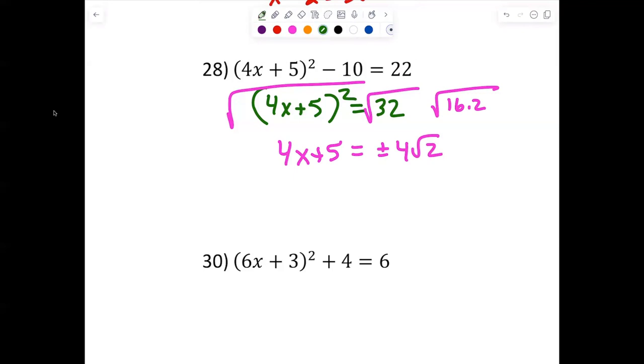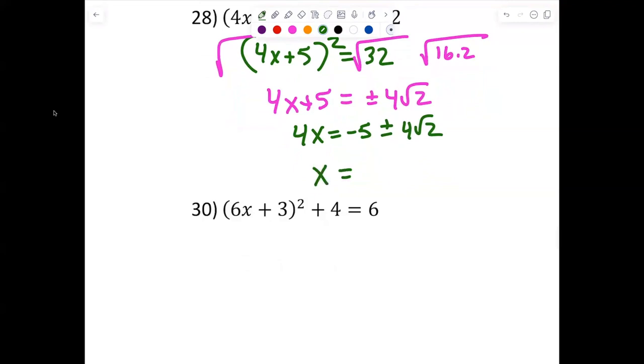Okay, a little bit harder. Now I have to get rid of the what? The 5. So I move it over, it becomes what? Perfect. -5 plus or minus 4 radical 2. Now what? Get rid of the 4 by doing what? Dividing by 4. So your answer is -5 plus or minus 4 radical 2, all over 4. Can I reduce the 4 and the 4? No, because again, you cannot reduce through addition and subtraction. You cannot just cross out through addition and subtraction. Anybody have any issue with that?